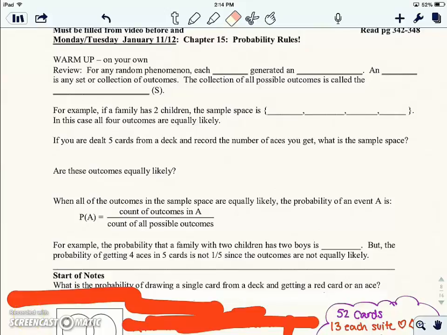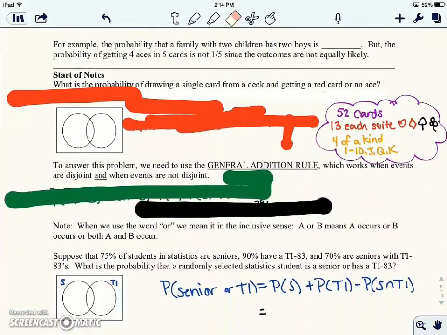Chapter 15, Notes. This very first part is your warm-up. Do that on your own and bring it to class. Here's the start of the notes.